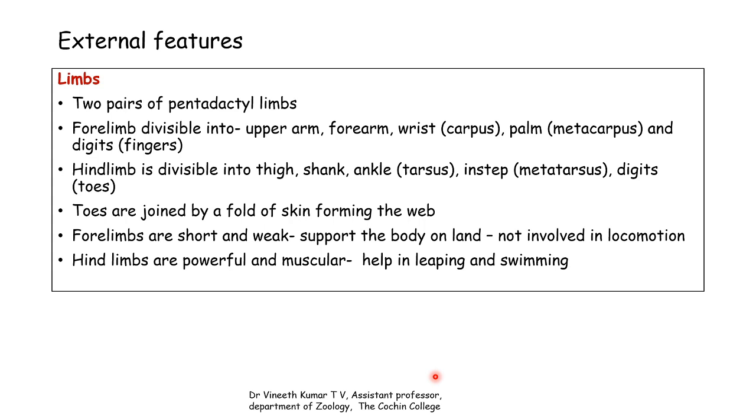The forelimb is divisible into the regions: the upper arm, the forearm, the wrist, the palm, and the digits. The hind limb is also divided into the thigh, the shank, the ankle, the instep, and the digits of the hind limb, which are called the toes. The toes are joined by a fold of skin which forms a web that helps in swimming. The forelimbs are very short and weak, and they just support the body on land and do not provide any support in locomotion. The hind limbs are very powerful and muscular, and they help in leaping on land and also in swimming in water.